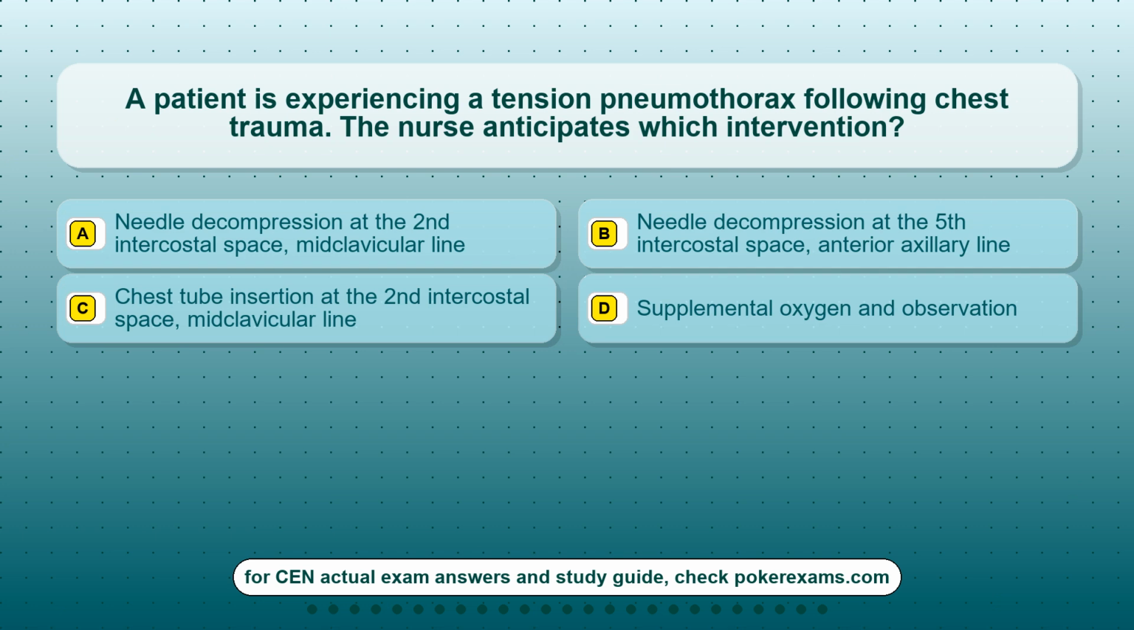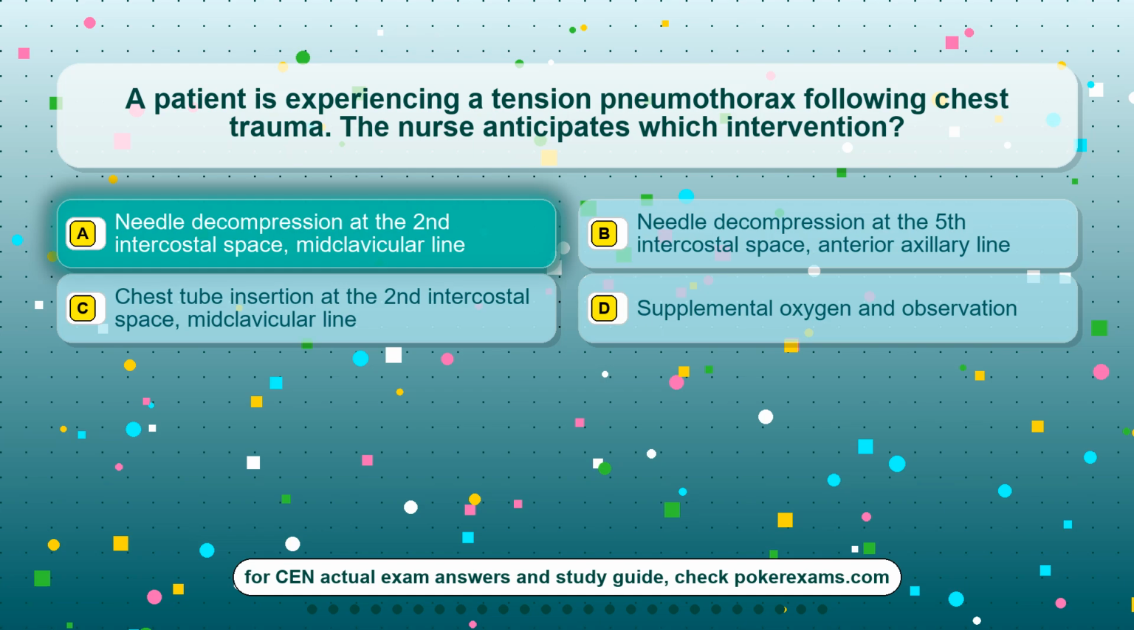Question 15. A patient is experiencing a tension pneumothorax following chest trauma. The nurse anticipates which intervention? Option A, needle decompression at the second intercostal space, midclavicular line. Option B, needle decompression at the fifth intercostal space, anterior axillary line. Option C, chest tube insertion at the second intercostal space, midclavicular line. Option D, supplemental oxygen and observation.